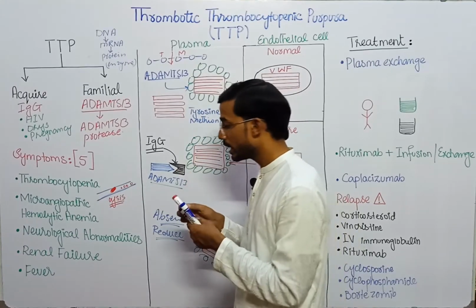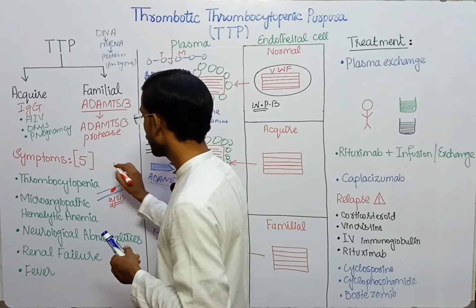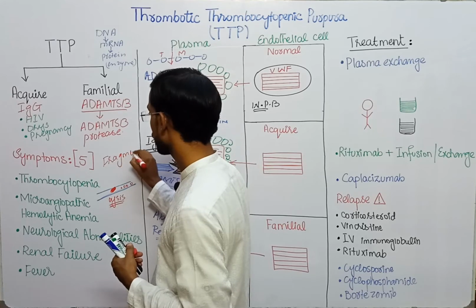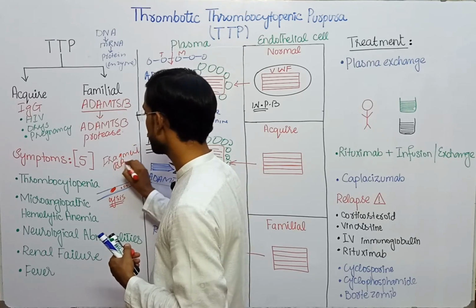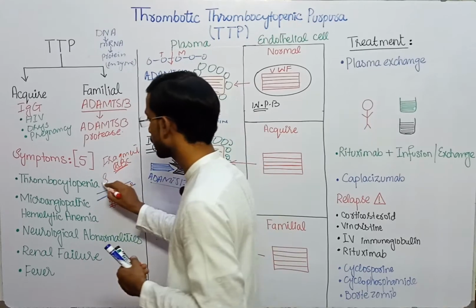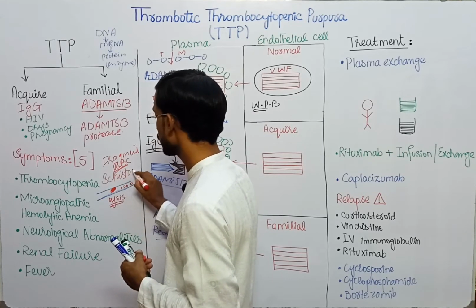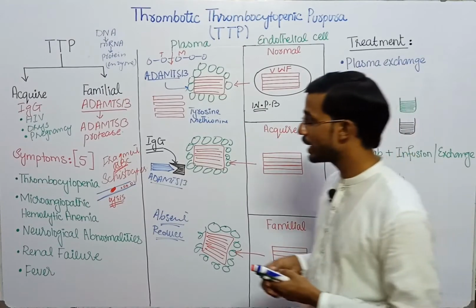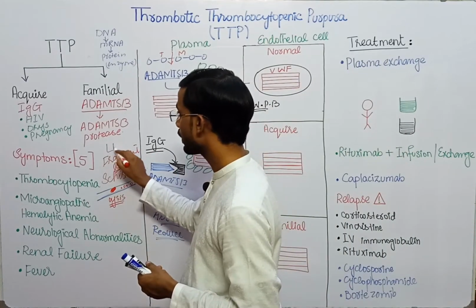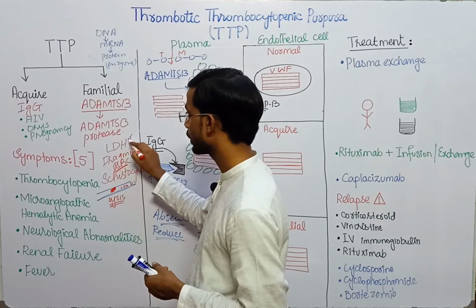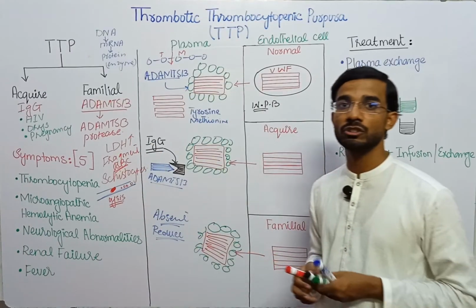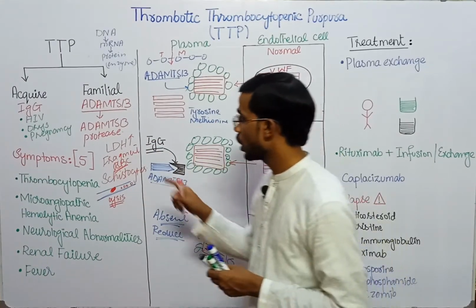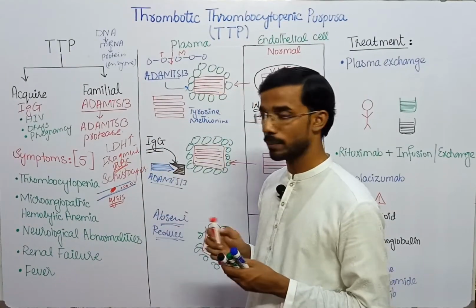And when the red blood cell breaks down, we see fragments of the RBCs in the blood, which are called schistocytes, fragments of the red blood cell. And we also see a rise in LDH, the lactate dehydrogenase level will be increased. So this is the microangiopathic anemia.